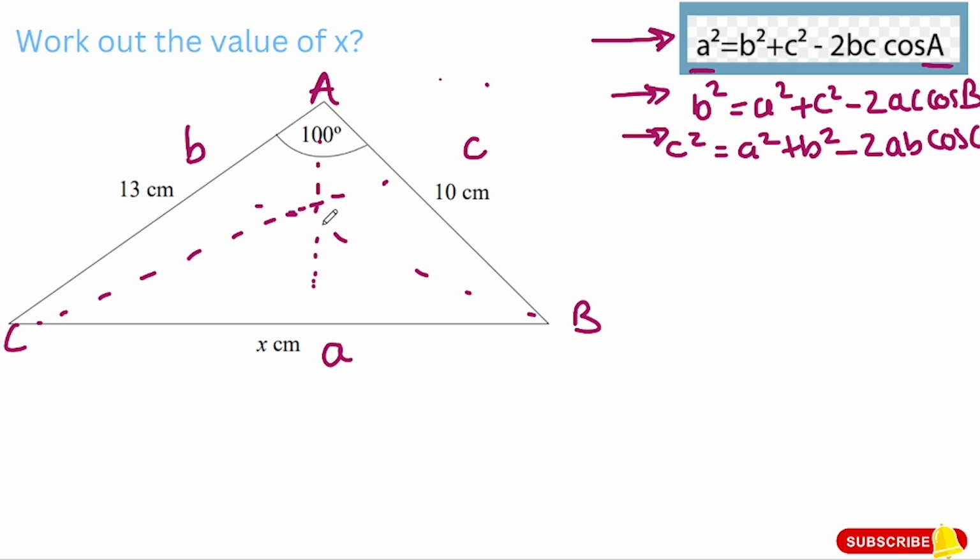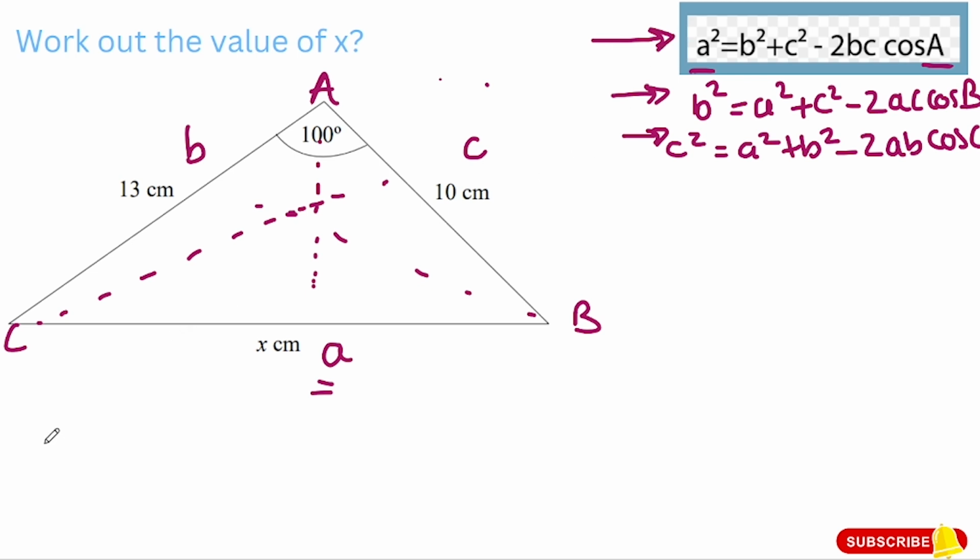So what am I going to do now? Now, I need to look at all the sides and ask myself, which side have I been asked to work out? Now, I've been asked to work out the side length of A. So which formula is it going to be? The first, second, or third? Yes, you're correct if you said the first, because we're starting off with A squared, and that's the side length we want to work out.